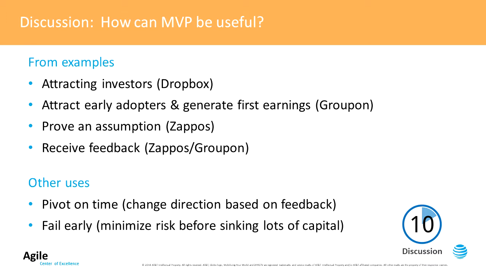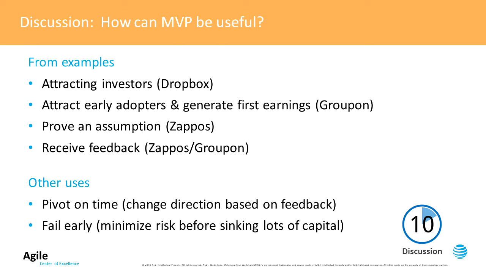A lot of times it's used to attract early adopters and generate first learnings. So it's kind of like creating those pilots that we talked about in Groupon. It proves an assumption. So we think we know what the customer might want, but how do we prove that? An MVP is a great tool to utilize and figure out if we've met the mark. Zappos was an example of that as well.